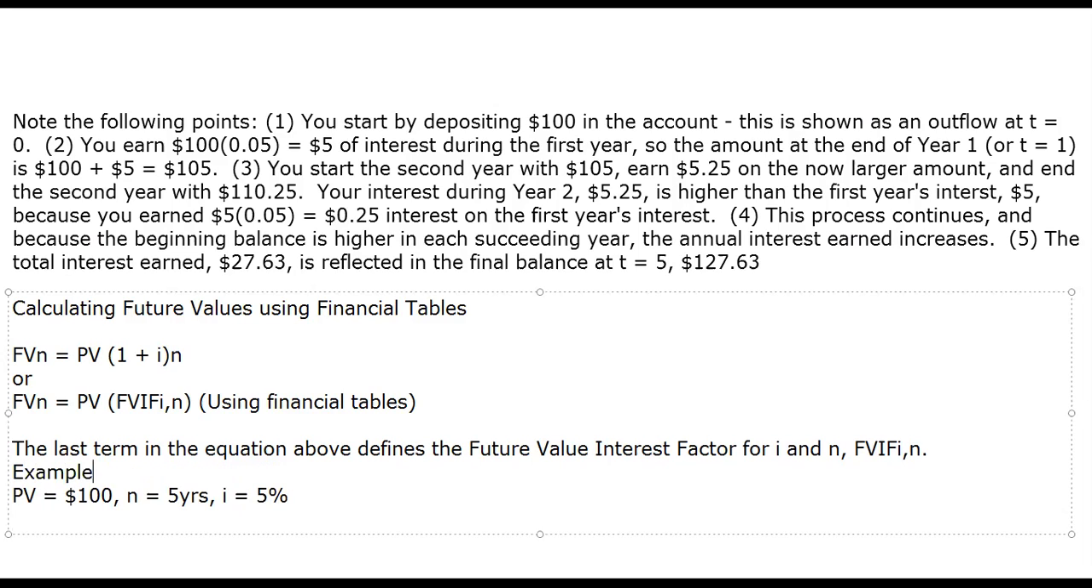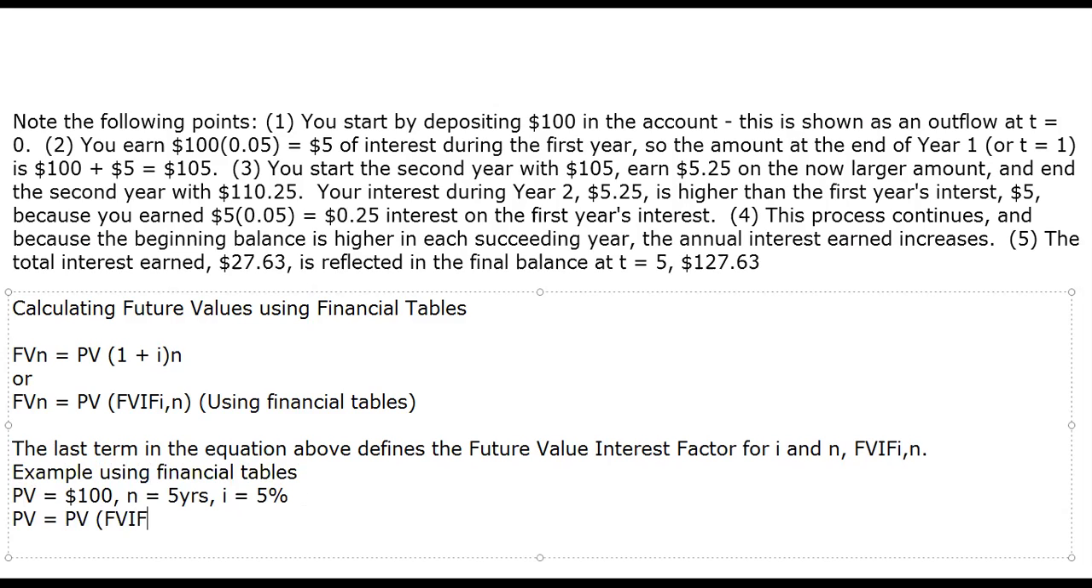Example using financial tables. So first thing you do is to write out the formula. It's PV, you have FVIF, you have I, N, and that would be equal to, sorry, should not be PV, should be FVN, sorry, FVN, equal PV.